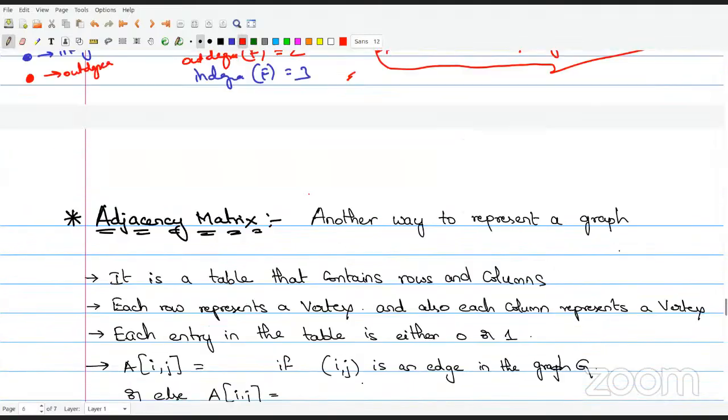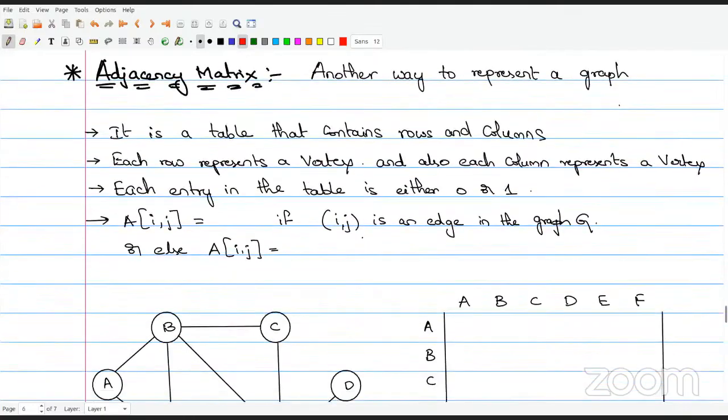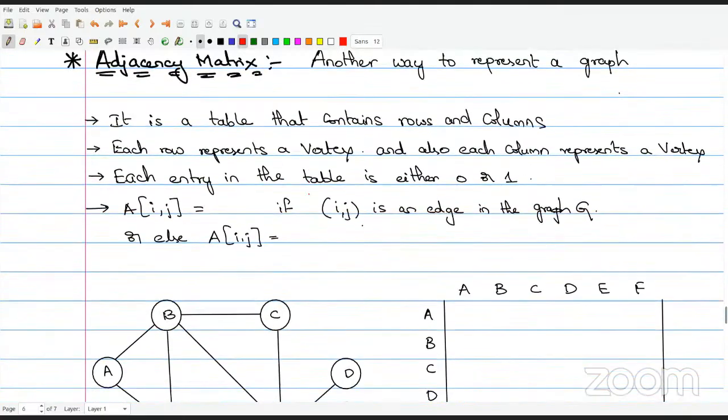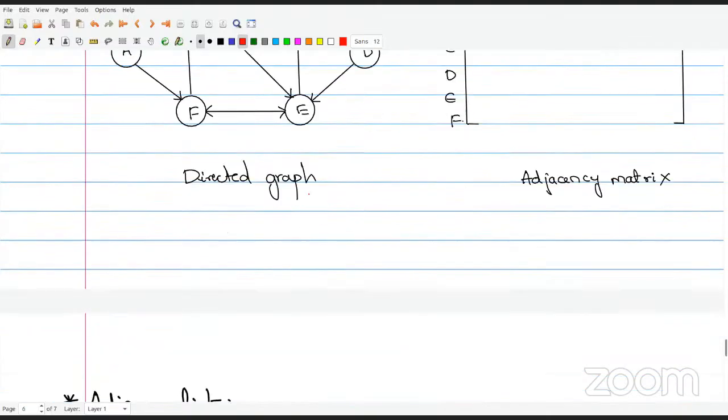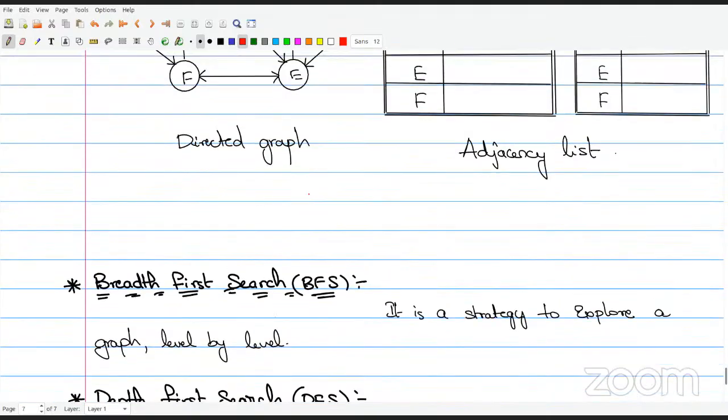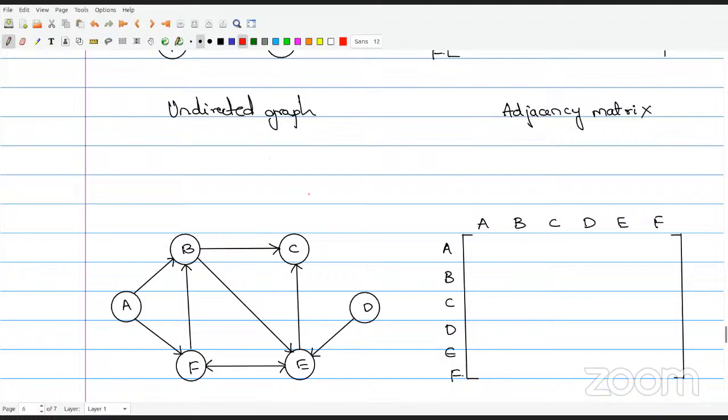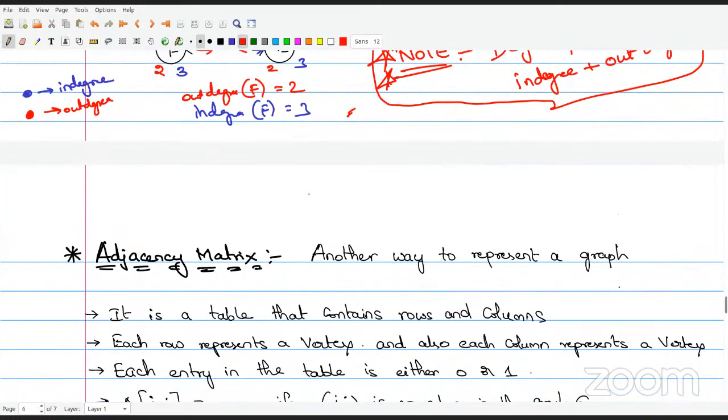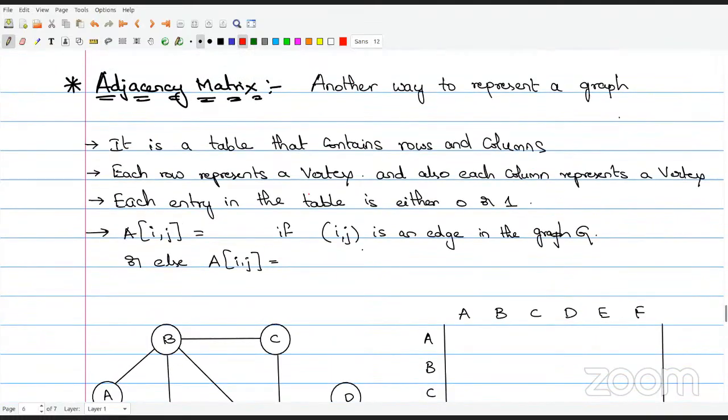Tomorrow? Those are very important topics. Yeah, these are very important, I know. Okay, let me do one thing. Adjacency matrix and adjacency list I will complete today. DFS and BFS, I will ask the other instructor to do it tomorrow and then take the solve with us.